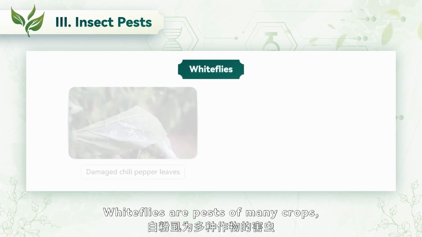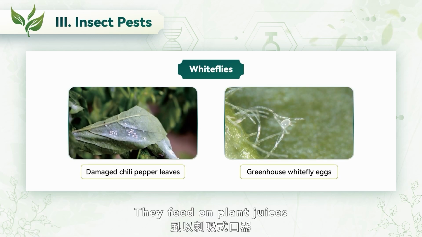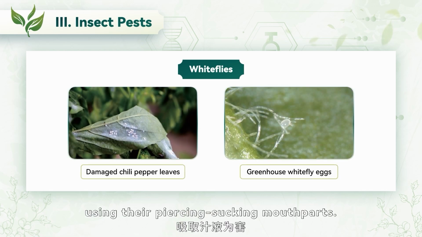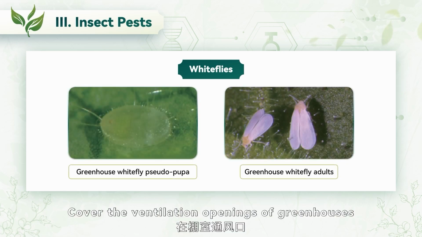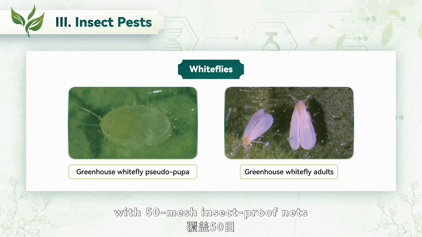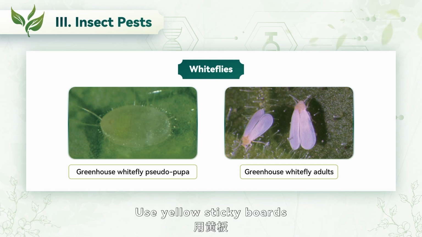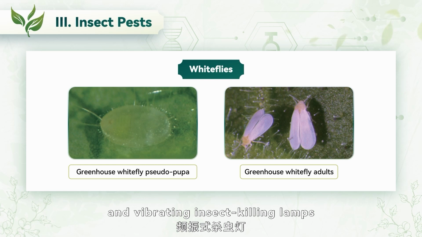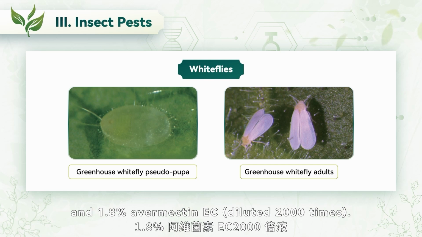Whiteflies are pests of many crops, and they are also common on chili peppers. They feed on plant juices using their piercing-sucking mouthparts. Control measures: cover the ventilation openings of greenhouses with 50 mesh insect-proof nets, mesh size around 0.28 millimeters. Use yellow sticky boards and vibrating insect-killing lamps to attract and kill adult whiteflies. Spray insecticides such as 2.5% deltamethrin-C, diluted 2000 times, and 1.8% ivermectin-C, diluted 2000 times.